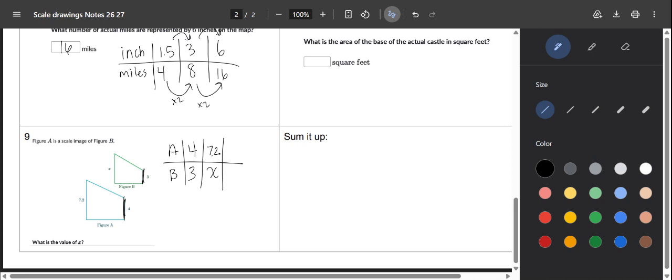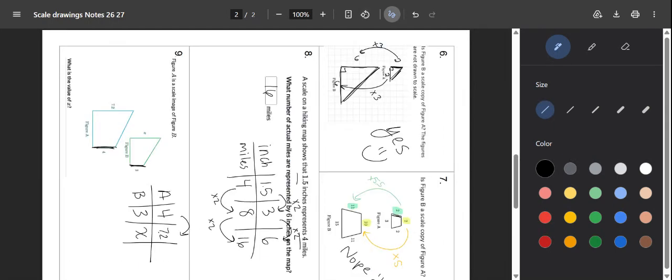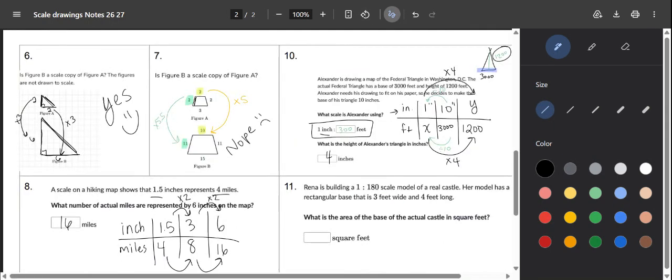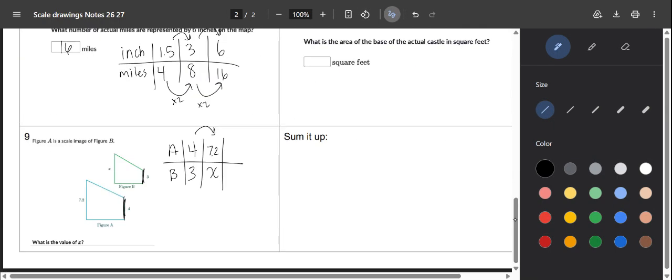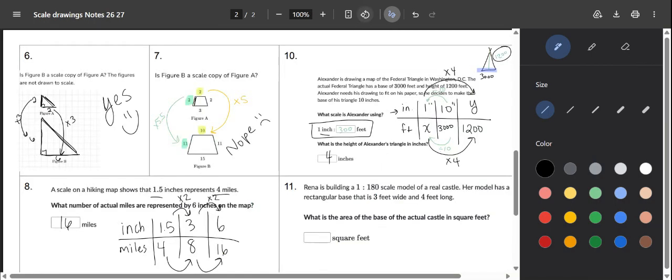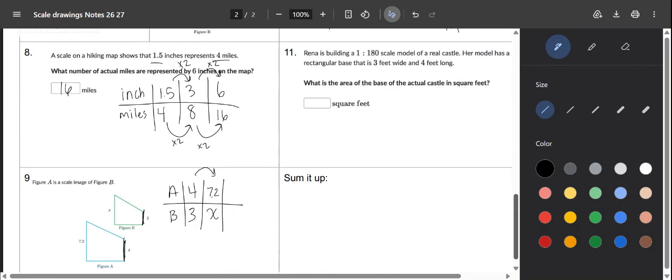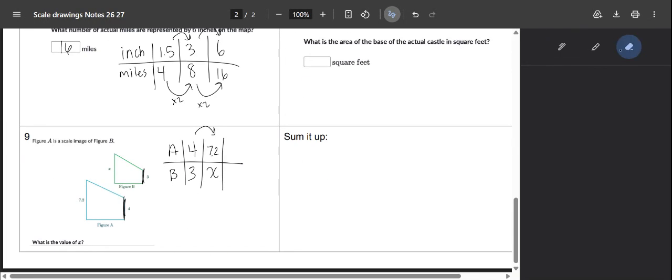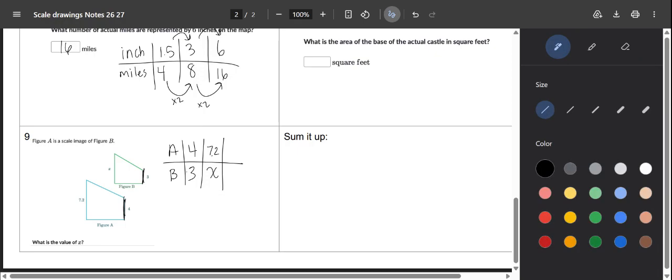So now I can do like I did in my previous step and jump here to there. But I didn't need that. I'm not really sure what I need to multiply 4 by to get to 7.2. Seems a little bit challenging to do. So instead, I'm going to work from one figure to the next. I'm going to use that scale factor.